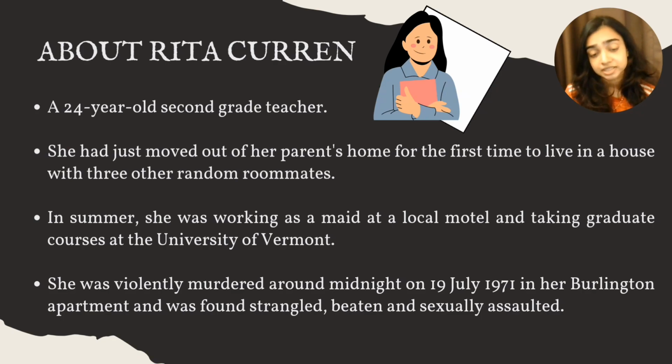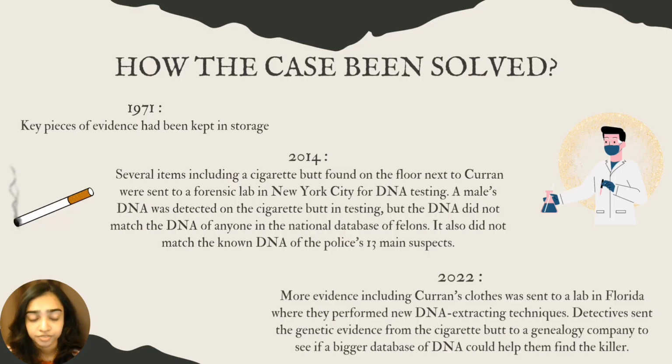She was violently murdered around midnight on 19 July in her apartment and was found strangled, beaten, and sexually assaulted. She was found dead with curlers in her hand. Even though police officers tried their level best to gather sufficient evidence to identify the criminal, due to poor DNA technology, the criminal could not be found.